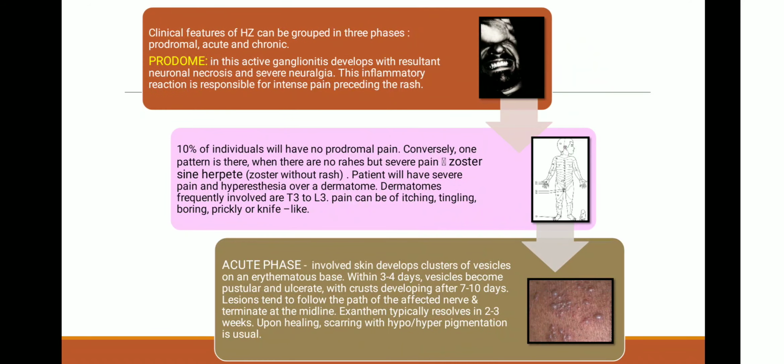So, clinical features starting with zoster: first, pain is there in the patient, as active ganglionitis develops with resultant neuronal necrosis and severe neuralgia. 10% of individuals will have no prodromal pain, otherwise 90% of cases have pain prior to zoster. Then severe pain after that, and zoster may appear without a rash. Then the involved skin develops clusters of vesicles, see in pic number 3, and they tend to follow the path of the affected nerves.